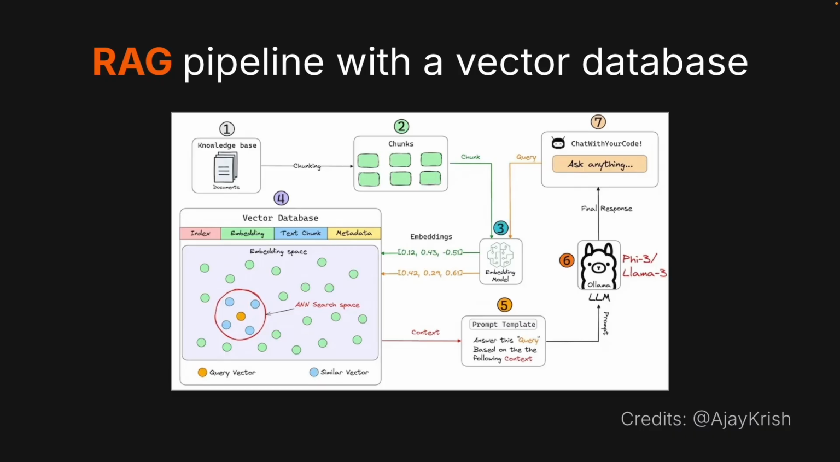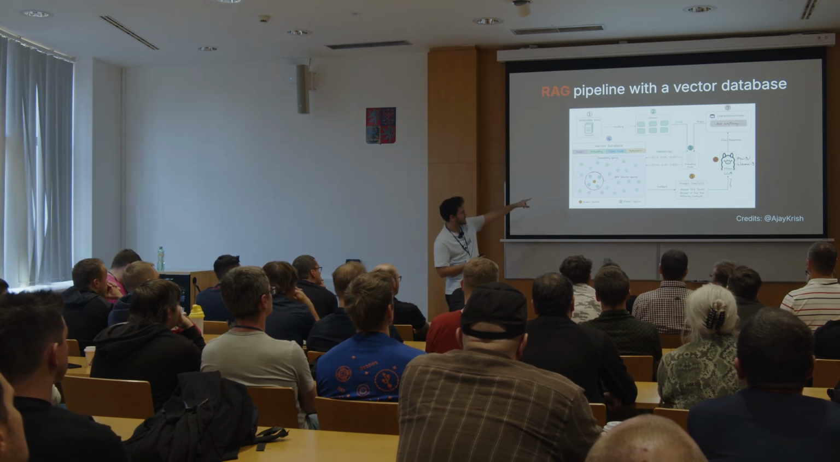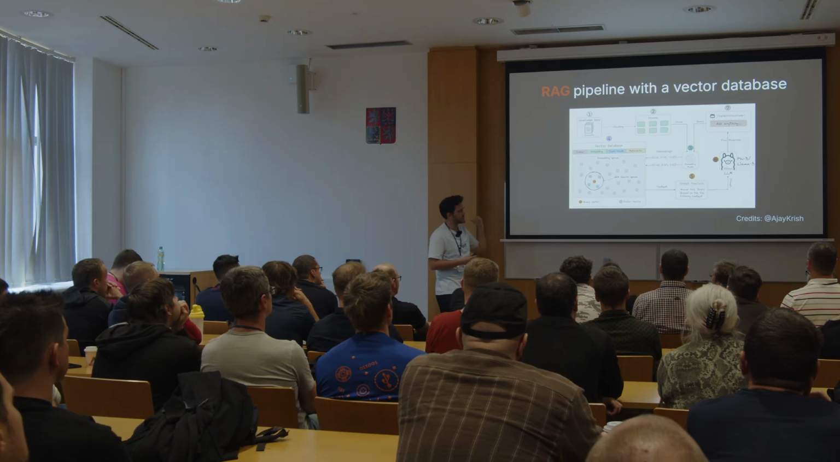Then we want to take that knowledge base and chunk it into hopefully meaningful chunks. And then we feed it into an embedding model, which will turn it into a vector. In the demo I will show soon, it will be a vector of 512 dimensions. And then we store it in a vector database, which will be Pinecone in our example.